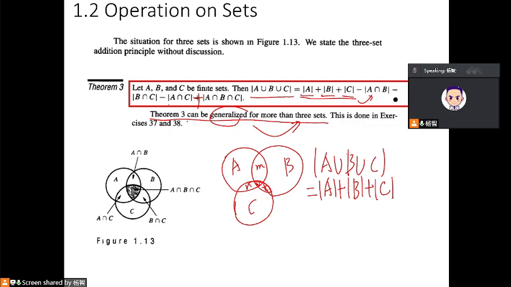But when we add this, if this part has M elements, this part has N elements, this has T, and the center has W, then for A, we just count this part once: M and N and W. And when we add the cardinality of B, we add M and W and T. And C is also M and W and T.